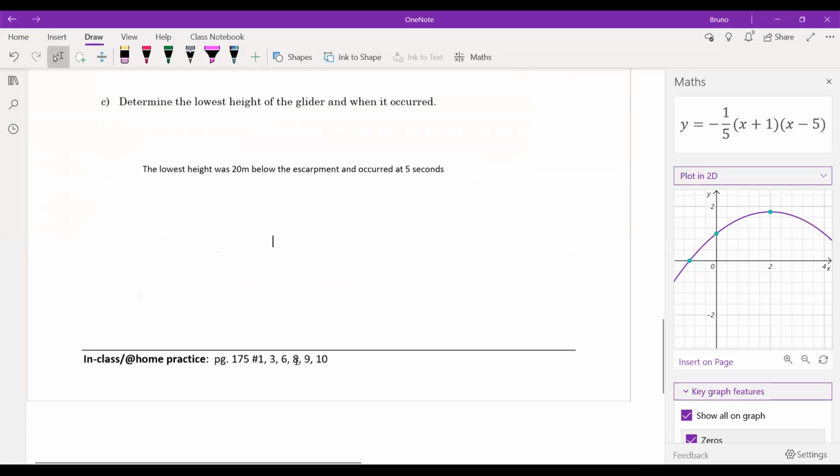So as far as the practice questions are concerned, feel free to use a little bit of technology to get through some of them, but you should be practicing paper and pencil as well.